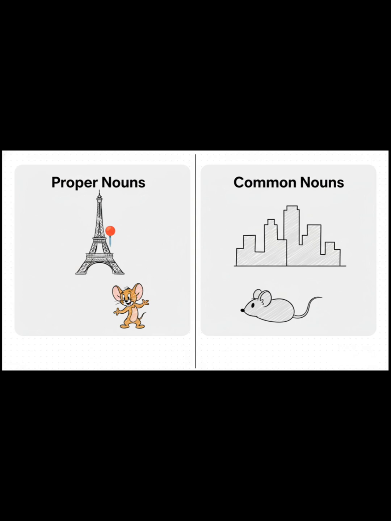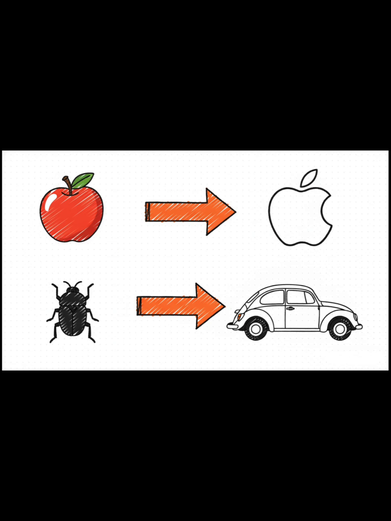But a common noun? Well, that's the generic word. Mouse or city could mean any old mouse or any city in the world. This is a fantastic way to see how capitalization completely changes the game. Look here, an apple with a lowercase a is just a piece of fruit. But Apple, with a capital A, that's a massive tech company.